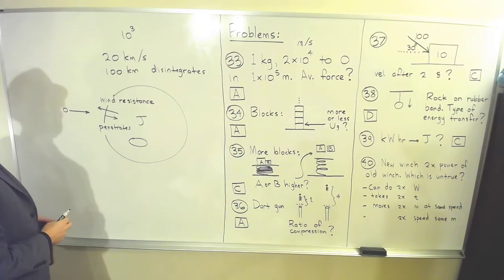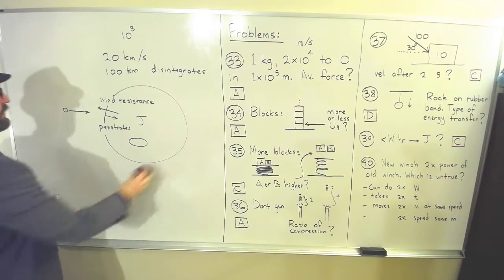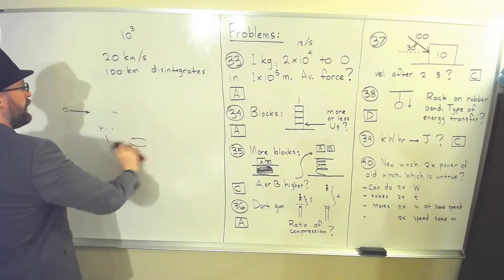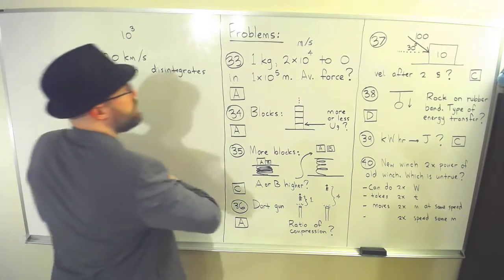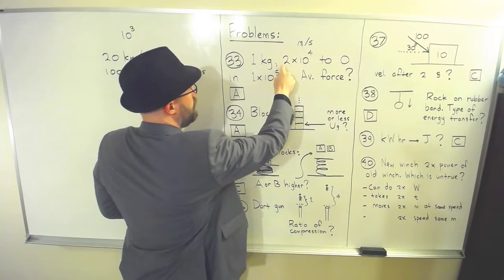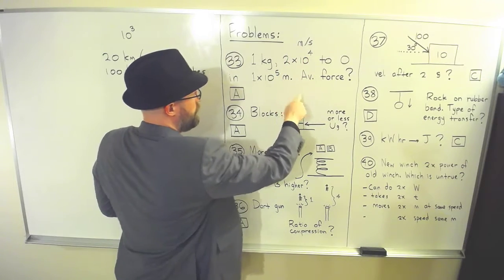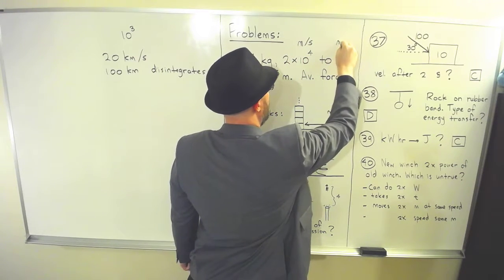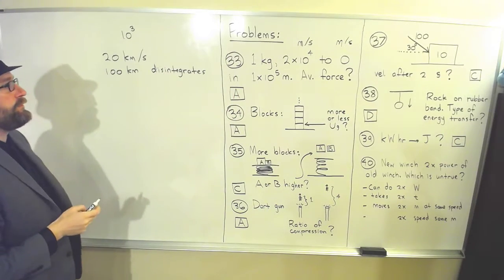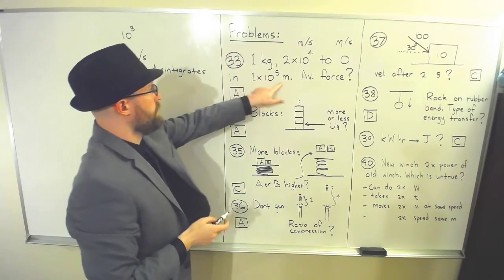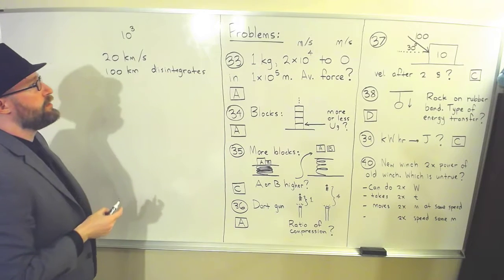What does that tell us then? Well, I'm going to erase the picture here. It tells us that we have a change in velocity from 2 times 10 to the 4th meters per second to 0 meters per second that's occurring over a distance of 1 times 10 to the 5th meters.